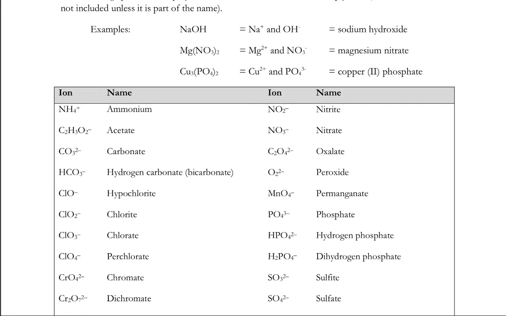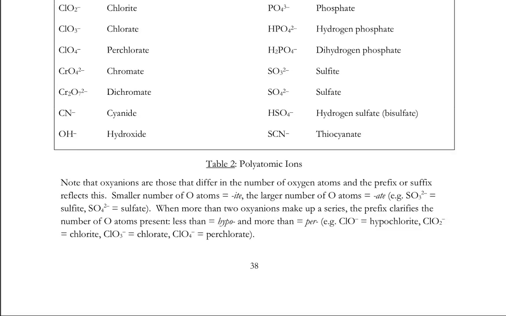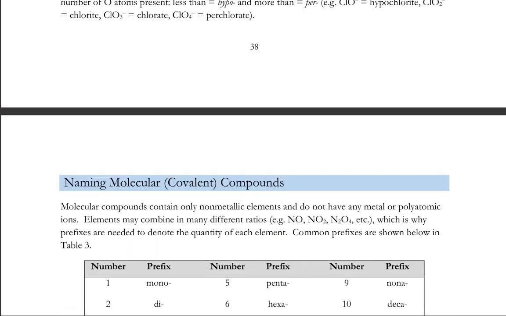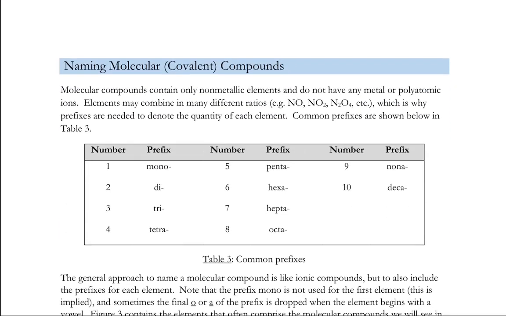Cu3(PO4)2 is composed of copper 2 plus and PO4 3 minus, phosphate. Now, copper is one of those that can have variable charges. It can be copper 1 plus or 2 plus. In this case, it's copper 2 plus, so we would name that copper(II) phosphate. Even though in this example we see a space between copper and the (II), we usually don't put that space. Okay, so that is naming ionic compounds.